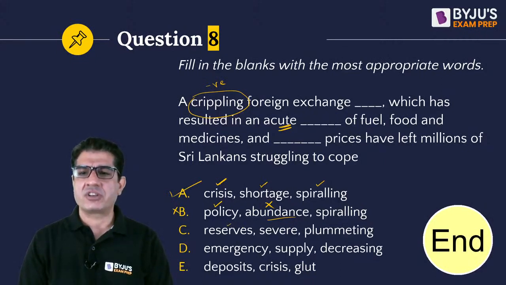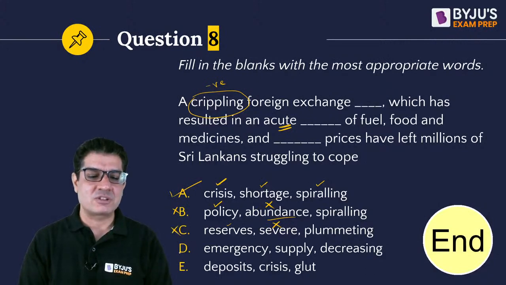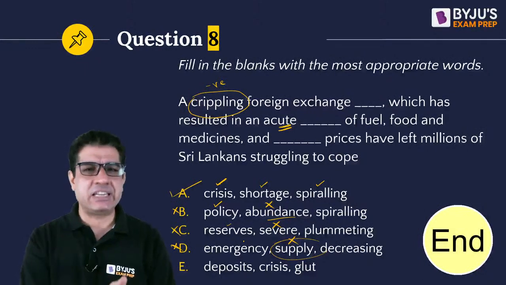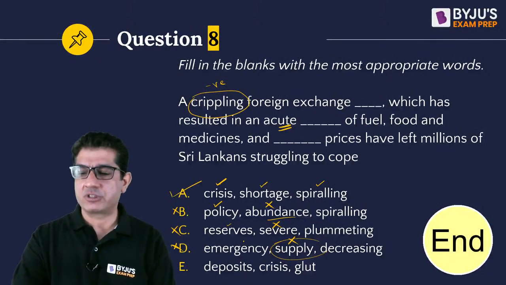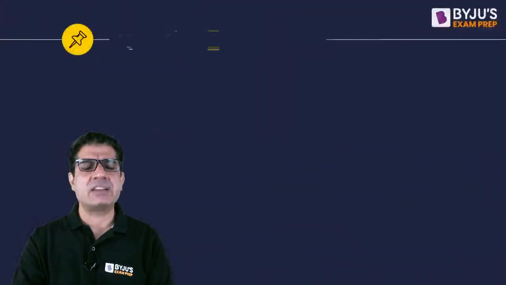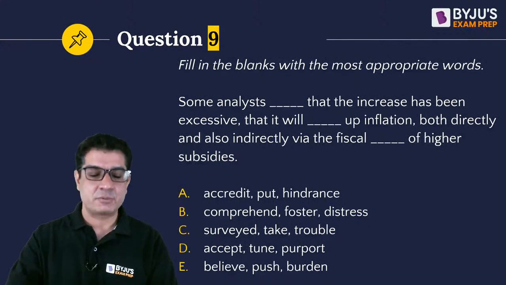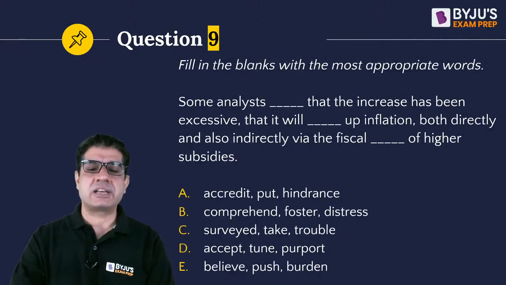Crippling foreign exchange reserves, which has resulted in an acute severe of fuel. Acute is an adjective. Where is the noun? Severe won't go. So C can also be ruled out. A crippling foreign exchange emergency, which has resulted in an acute supply of fuel. That doesn't work. So even D is ruled out. I hope I've told you why B, C and D are wrong, because I saw some of us who've gone on to choose that. And with that, let's dive into our next fill in the blank of a similar variety. Let's go ahead and give this one a shot, and your time starts now.